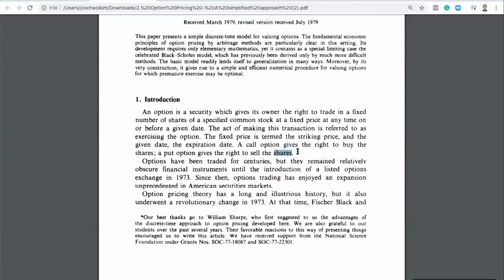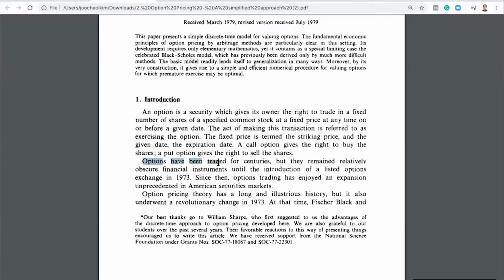But usually options were traded for shares traditionally, so they focused on shares, but you can also apply the same technique to all different kinds of options.